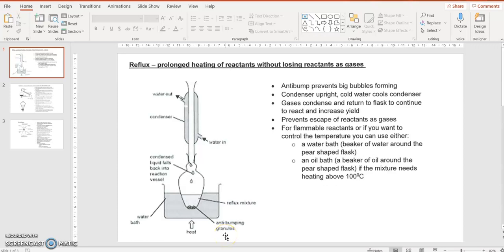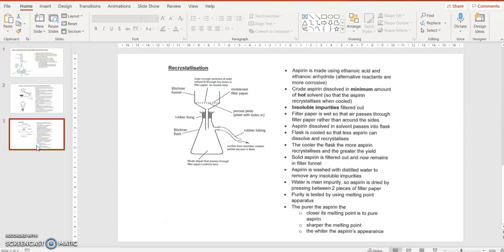Just to talk you through practical 10, which we know is going to come up, I'll do recrystallization first. So aspirin is made using ethanoic acid and ethanoic anhydride. If you're asked why other alternative reactants are not used, it's because they're more corrosive. So obviously we use less corrosive reactants if we can. What do you do with the crude aspirin?